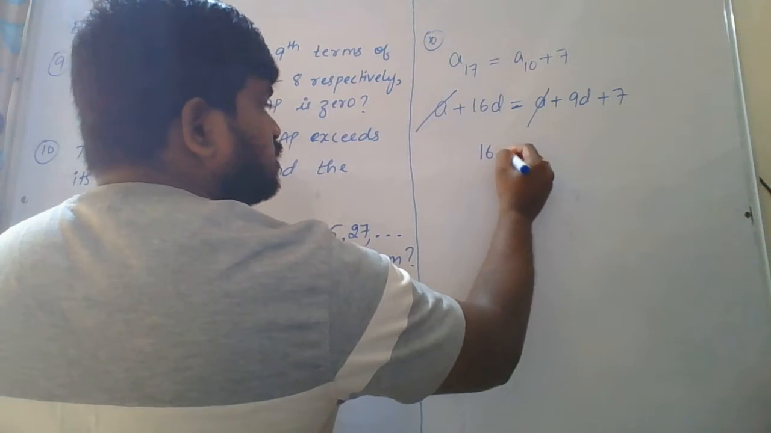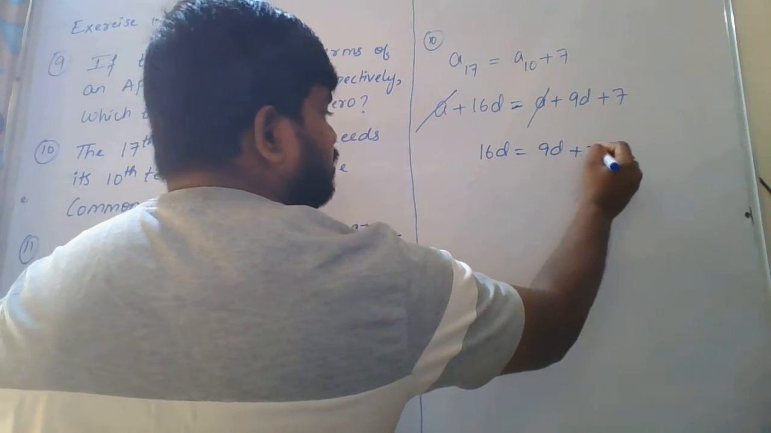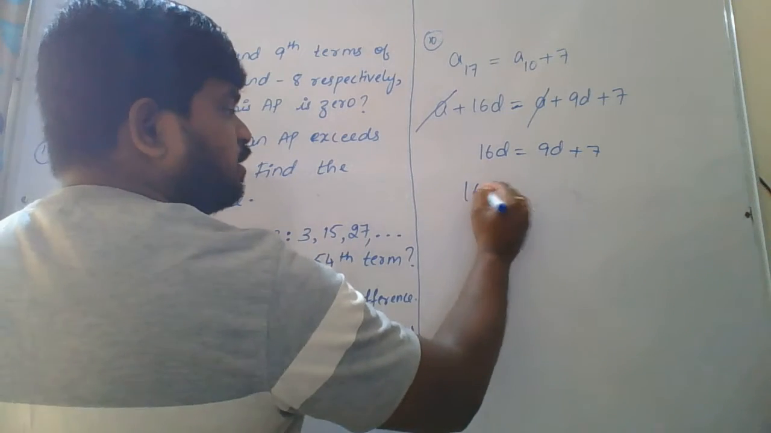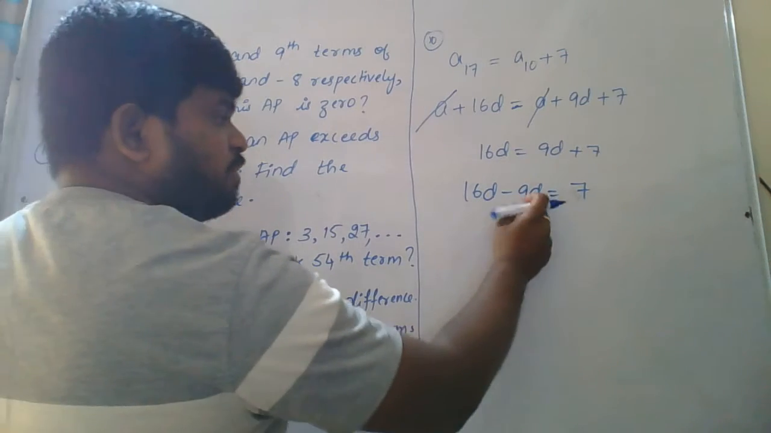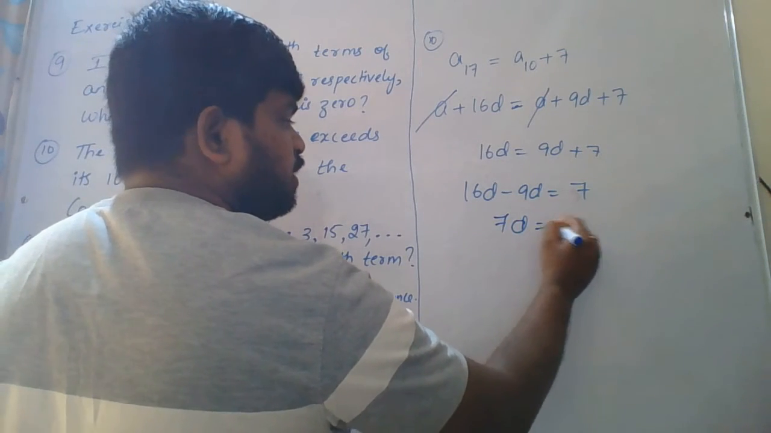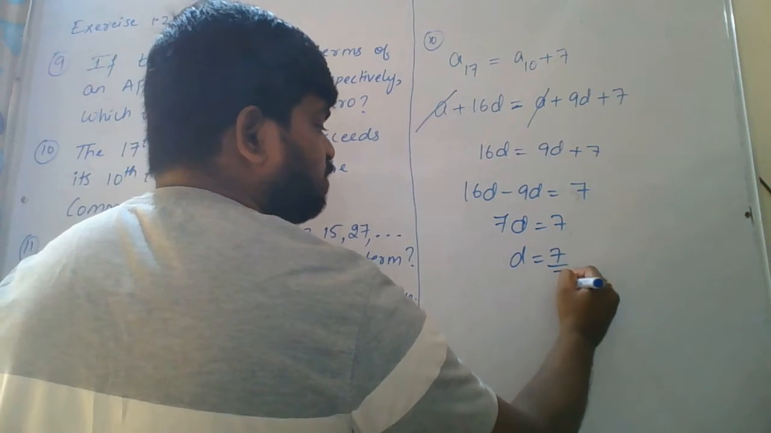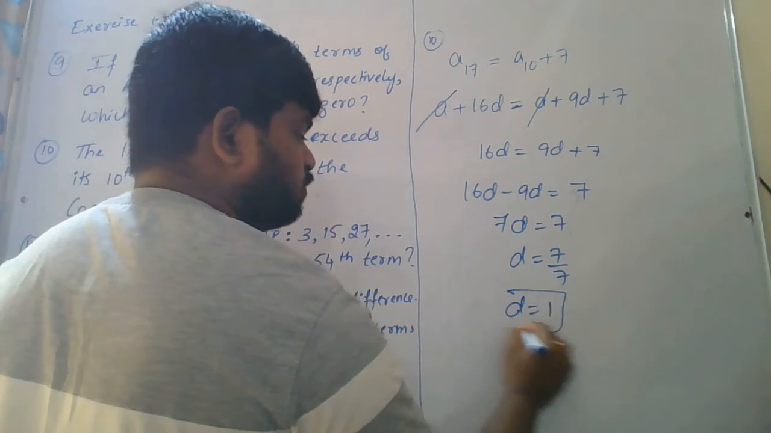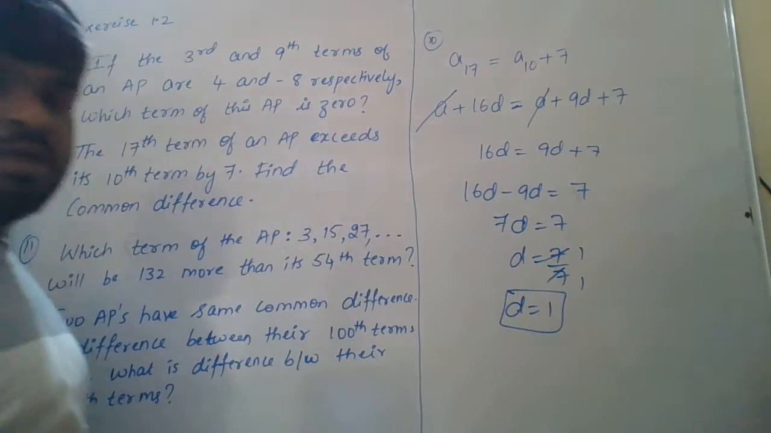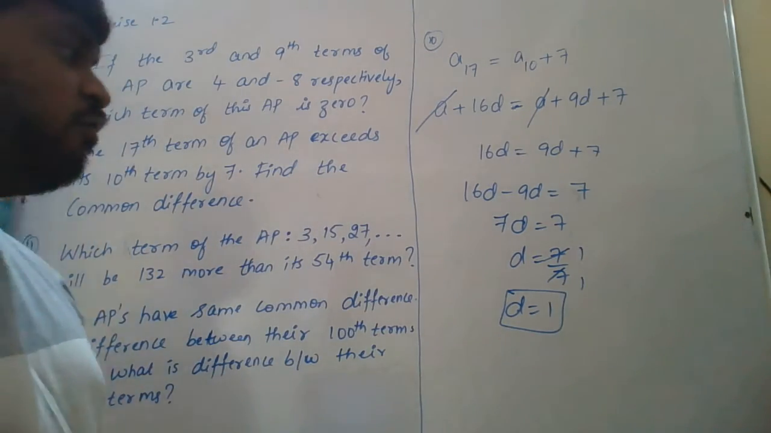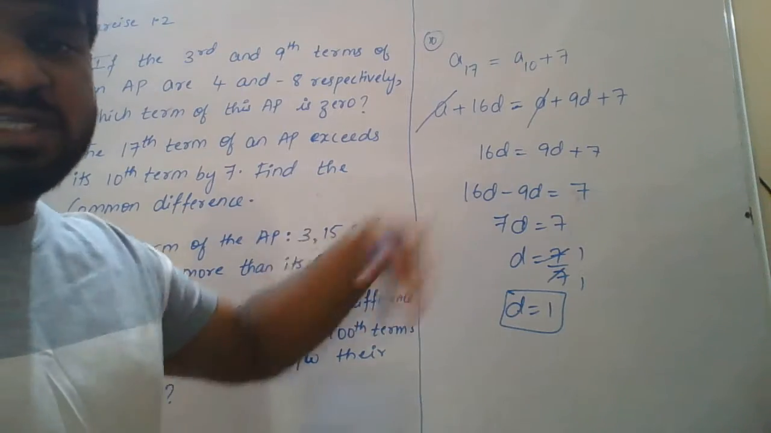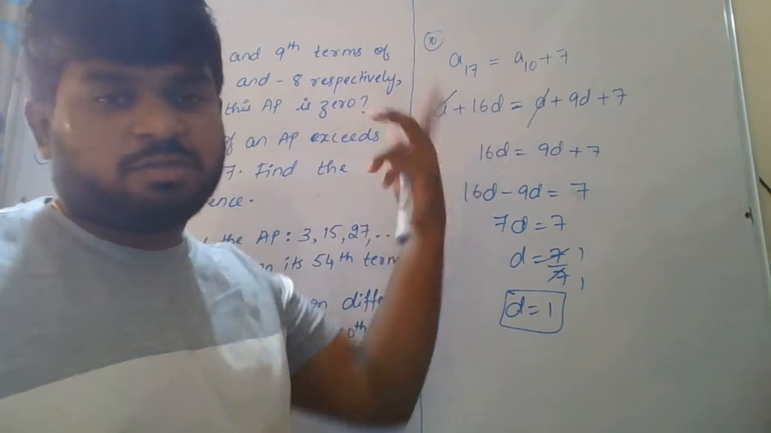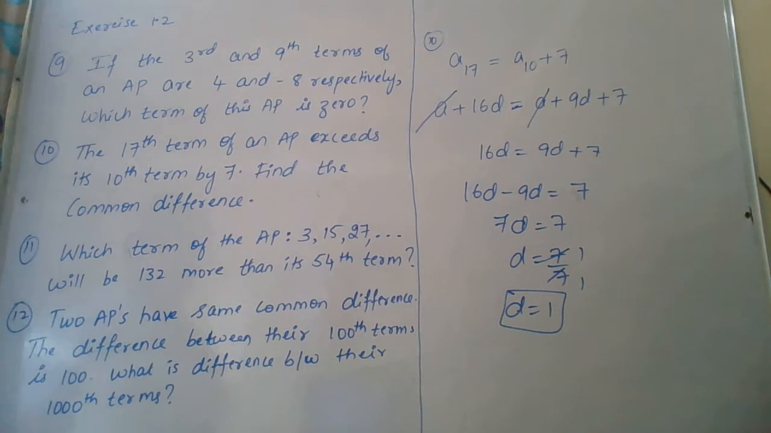So you're left with 16D is equal to 9D plus 7. Get this 9D to this side. 16D minus 9D is equal to 7. 16D minus 9D is 7D. 7D is equal to 7. Therefore, D is 7 by 7, which implies D is 1. Therefore, the D value is 1. That is the value of the common difference. I hope that is clear. Very simple. Whenever the word exceeds is used, you have to use the symbol plus. Okay, so let's get into the next one.